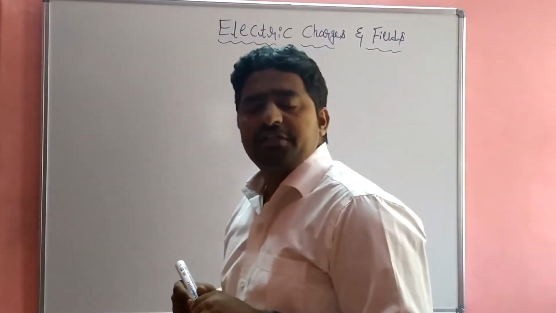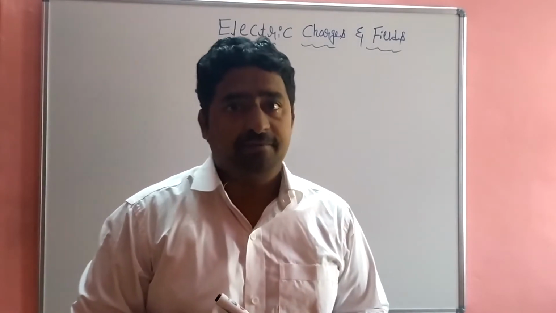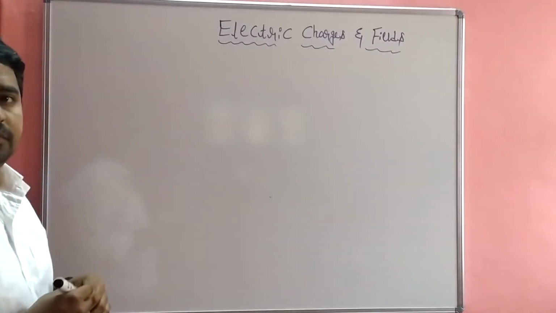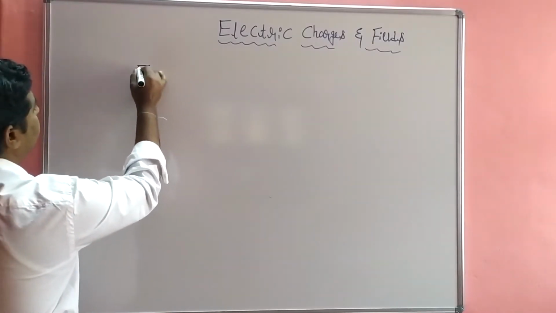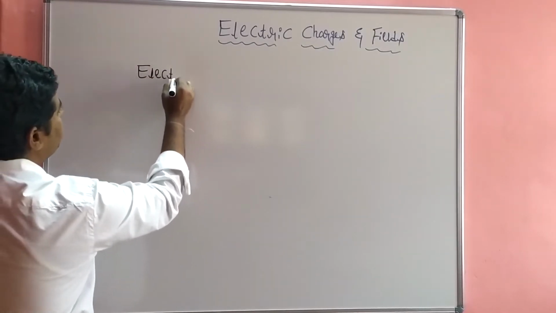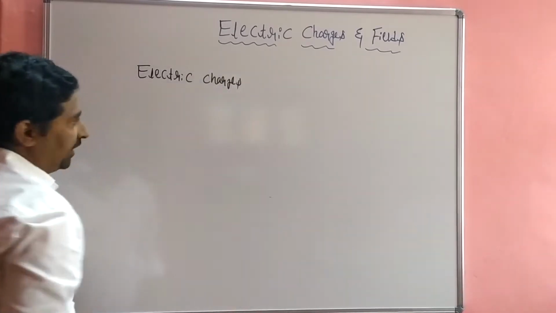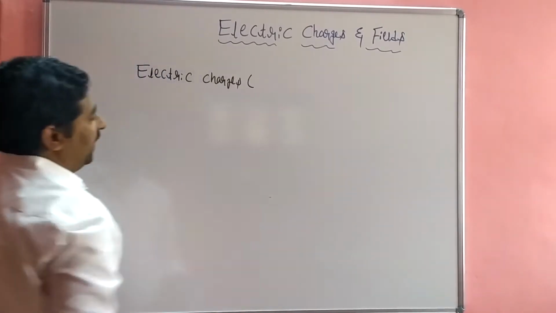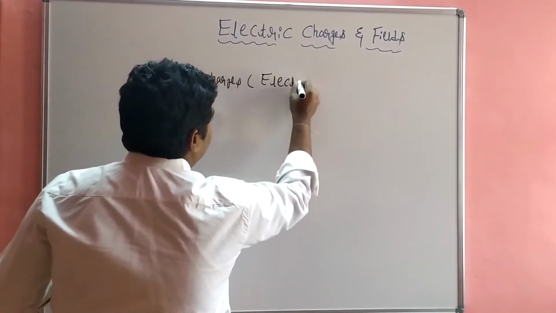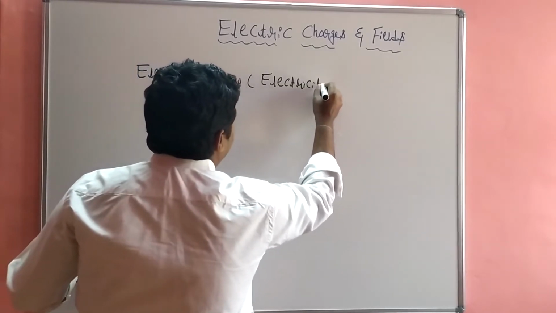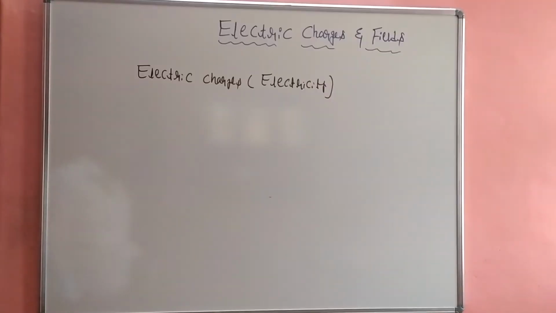In physics many branches are there, as you already know from the first PUC. One branch deals with the study of electric charges. That branch is called electricity. So what is studied in electricity? It is only electric charges.